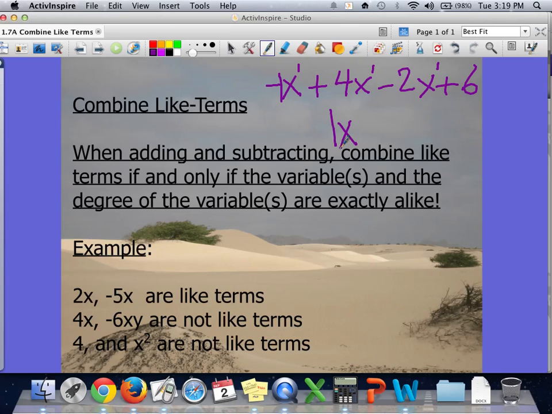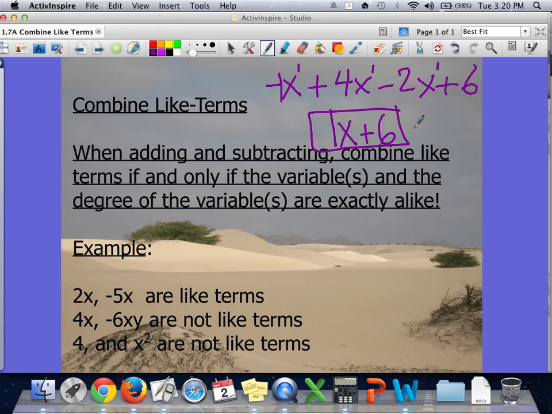Now, we cannot put this into this equation other than put it and add it on. This would be simplified as far as it can go because these two things are not exactly like terms, so we can't go any further. Sometimes you're just going to get expressions as your answers, and that's fine.